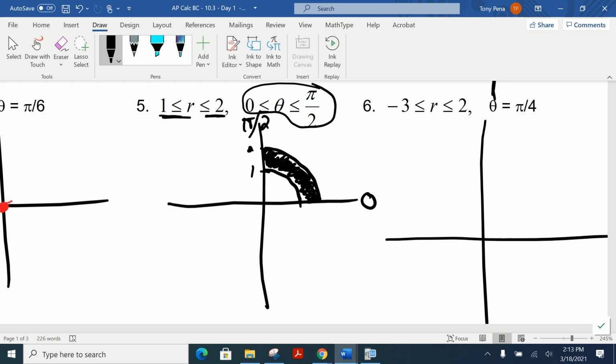6 should be nice. Draw that one in. Another one that we should be able to draw and describe easily.